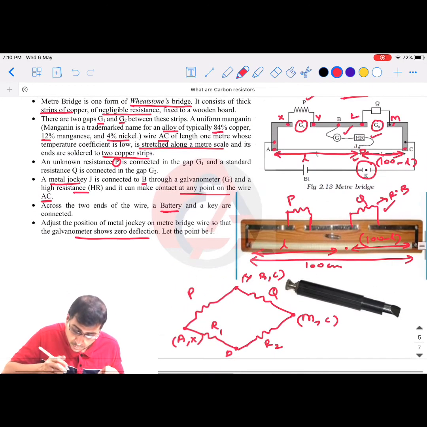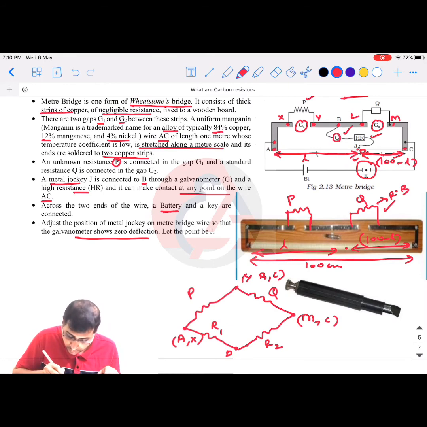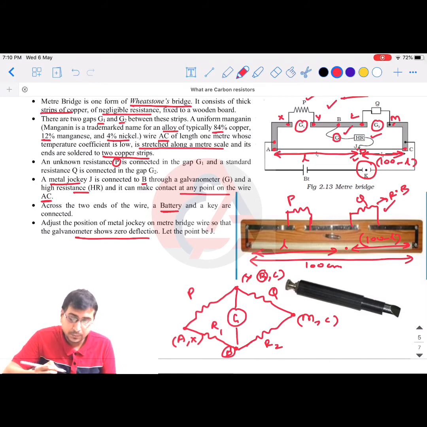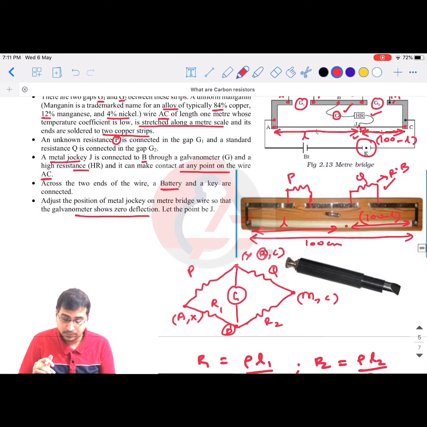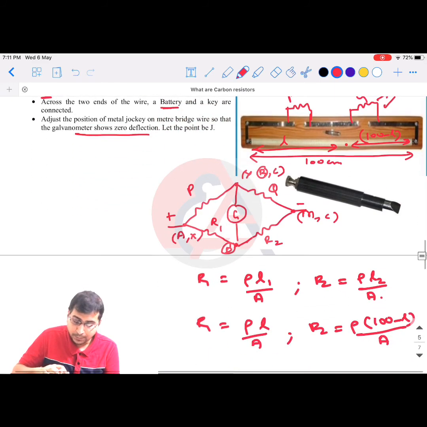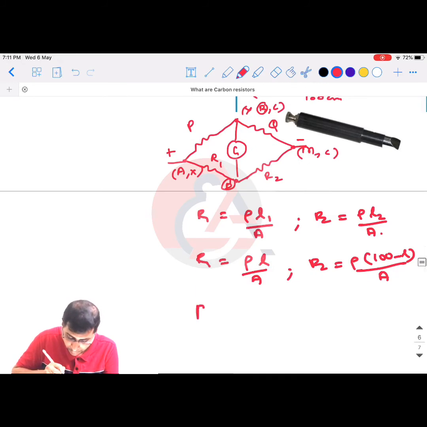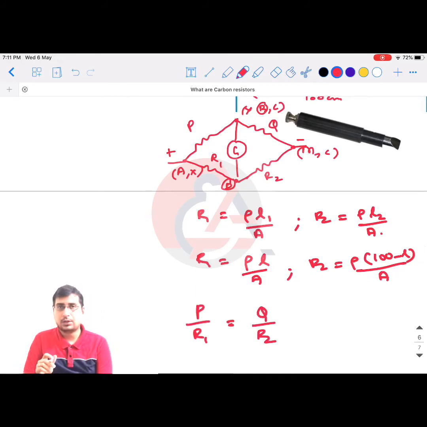Now what is happening between the point B and D? So between the point B and D, there is a galvanometer that is connected. So B is here, D is here. So if you observe the meter bridge diagram, when you redraw it, it appears like a Wheatstone bridge, right? Where point A and C are connected to the positive and the negative terminals of a battery. So under balance condition, we know that P divided by R1 will be equal to Q divided by R2.